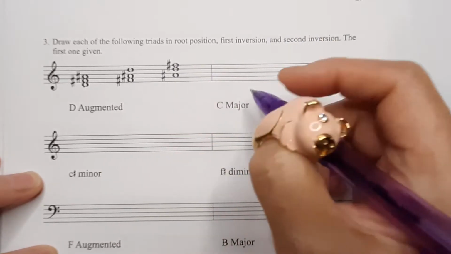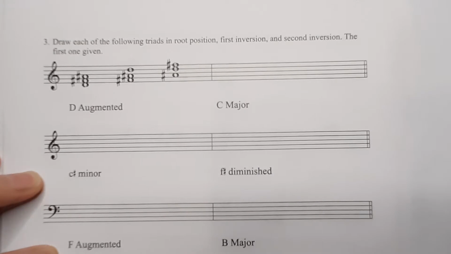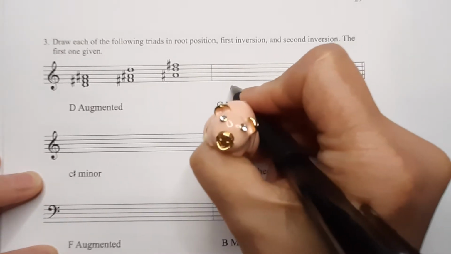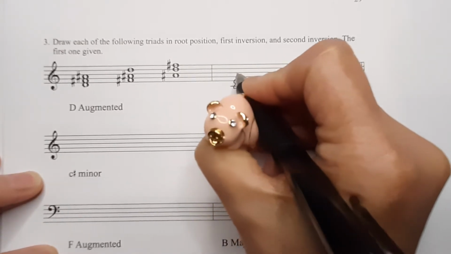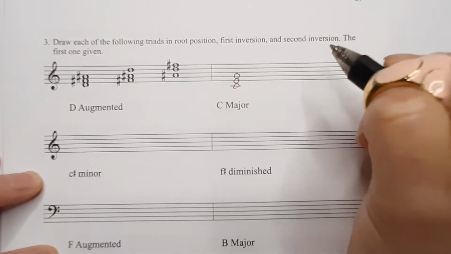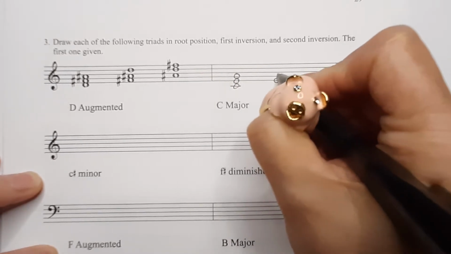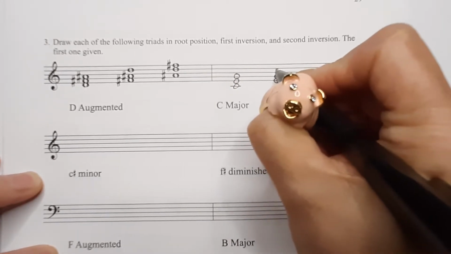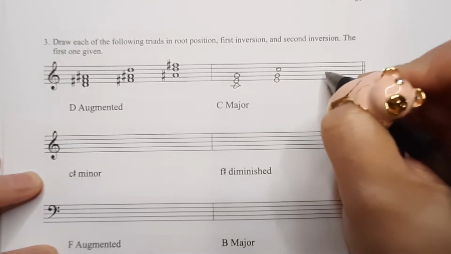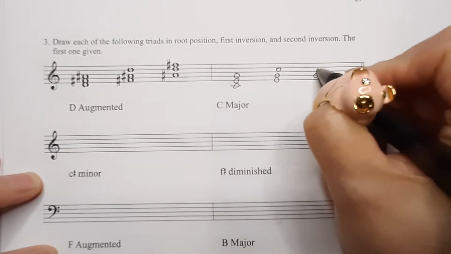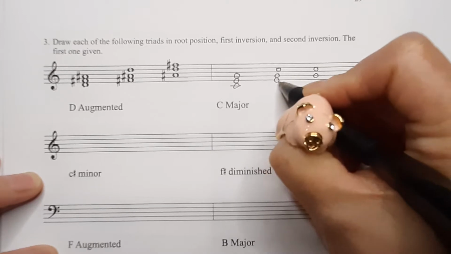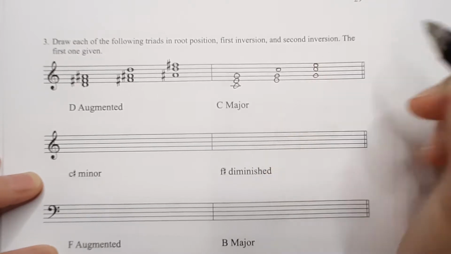All right, let's do C major. Easy. C, E, G. That's in the root position, right? Now can you switch that to the first and second inversion? So bring the C to the top. For the second inversion, keep the upper two notes, G and C, and bring this E to the top.